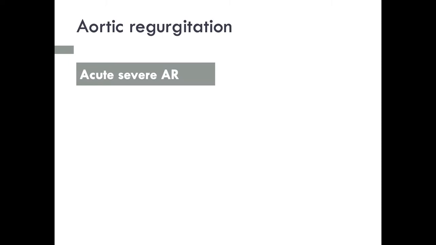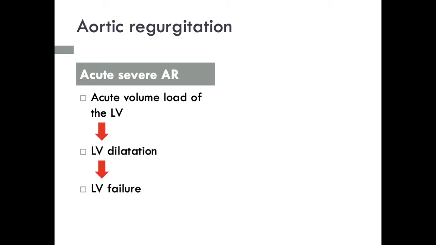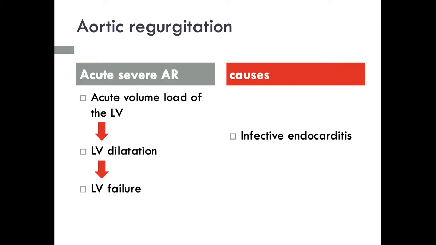Kicking off with aortic regurgitation. If a patient has acute severe aortic regurgitation, the sequence of events is that they have a sudden acute volume loading of the left ventricle, which dilates and ultimately fails. And we see this in critical care, primarily as a result of infective endocarditis.